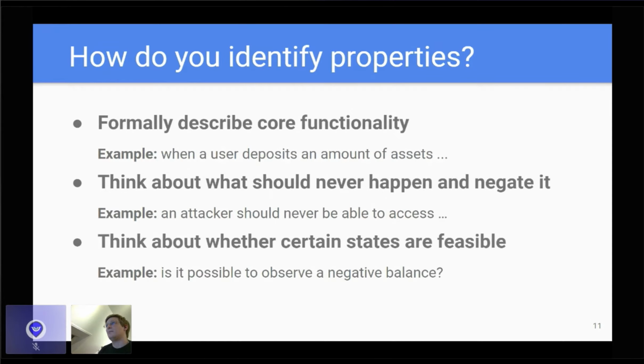The next piece of advice is to think about whether certain states are actually feasible, that is, can be reached during the execution of the smart contract. An example would be: is it possible to reach a negative balance for some user? Then you write a property that checks that this is never the case. And if you do find something, you just confirm that it's actually possible.